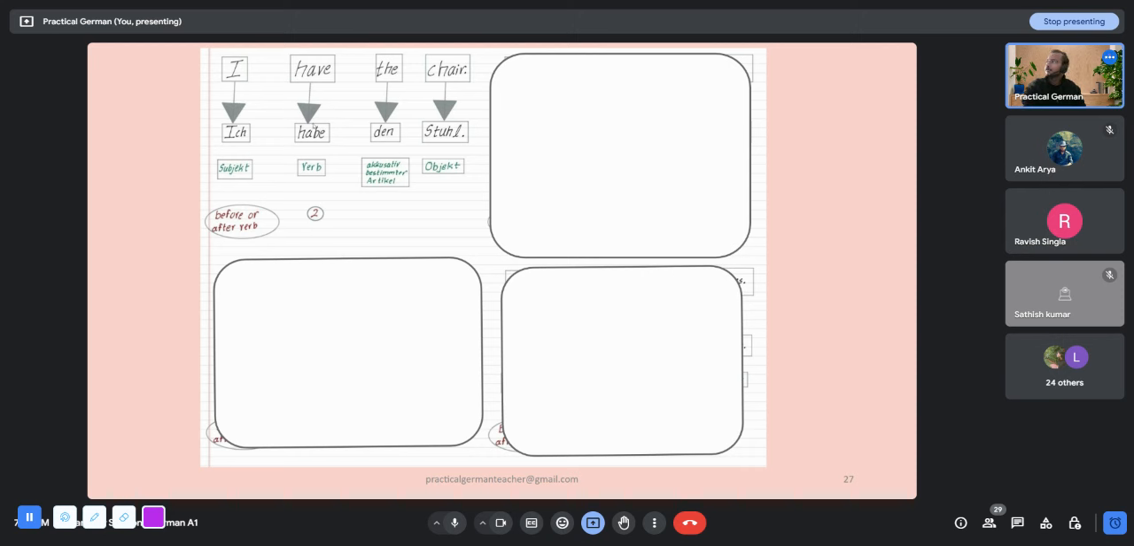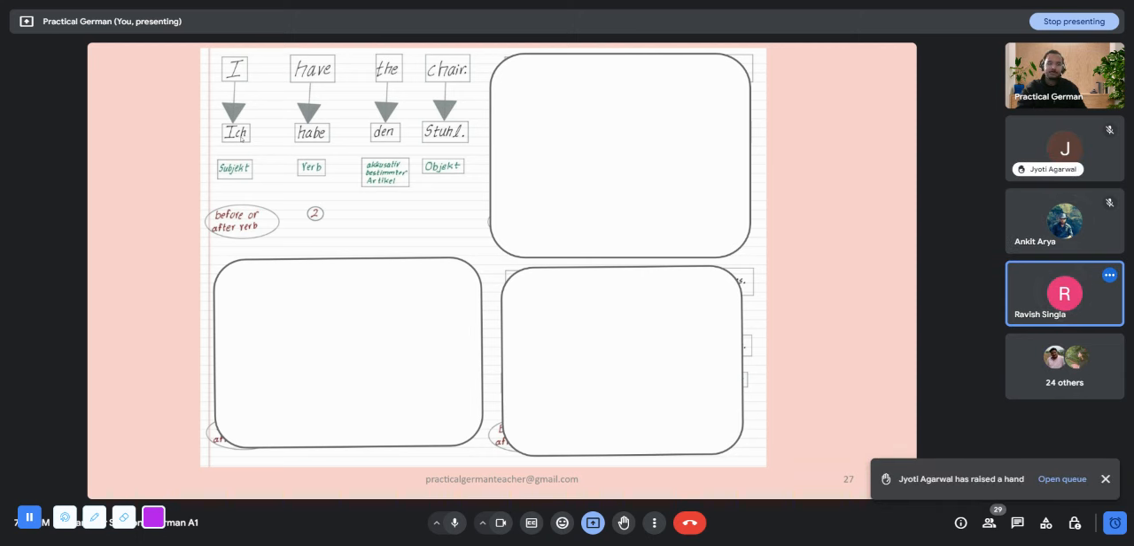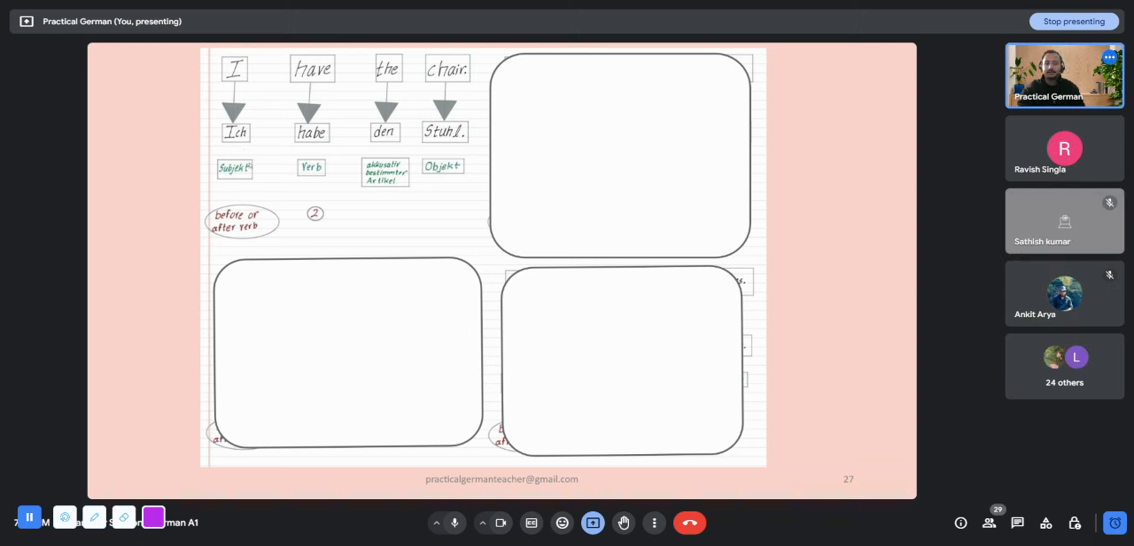Anyone wants to read? You can raise your hand. You just have to read the sentences in German. Okay, no one wants to read. Okay, here. Yeah, Ravish, go ahead. Sorry, I thought someone would be raising their hand. But yeah, just give me a second. Let me zoom my card. Sorry, just give me a second. By the time Ravish comes, Jyoti, you can read maybe. Or you have a question.